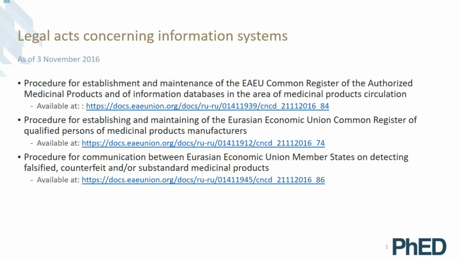An important role for proper operation of the single market of the Union plays the information infrastructure. To create appropriate databases and registers, specific procedures have been established, including the procedure for establishment and maintenance of the EAEU Common Register of the authorized medicinal products and on information databases in the area of medicinal products circulation. The procedure for establishment and maintenance of the Eurasian Economic Union Common Register of qualified persons of medicinal products manufacturers. The procedure for communication between Eurasian Economic Union member states on detecting falsified, counterfeit, and substandard medicinal products.